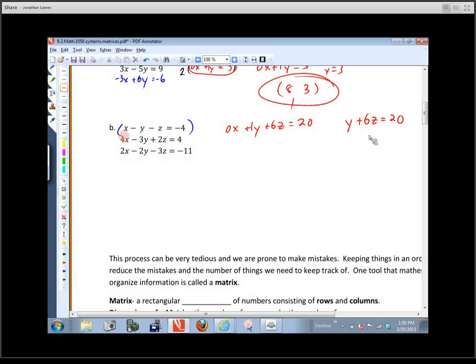So what am I going to multiply this one by? Negative 2. So that's going to be negative 2. This is going to be positive, x. This is going to be positive 2z. And this is going to be positive 8. Is that right? And then I'm going to put this one and this one together.